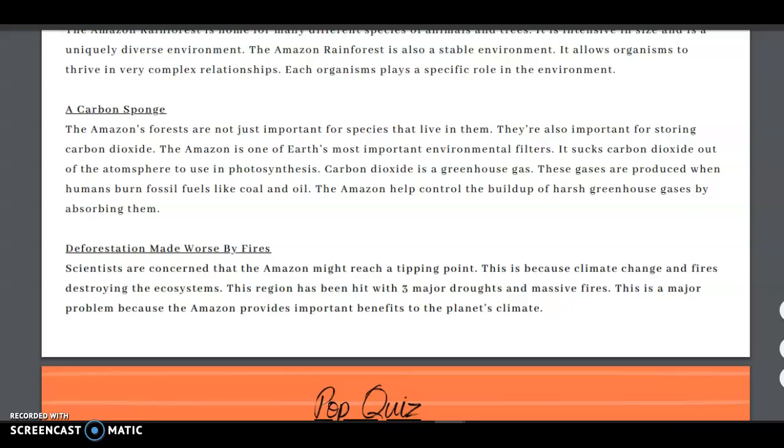This article also talked about the Amazon storing over 120 billion tons of carbon. It said that's equivalent to 10 years of carbon from cars, power plants, and other industrial sources. If the deforestation continues, this carbon dioxide will end up in the atmosphere, and the Earth and planet itself will be in danger.